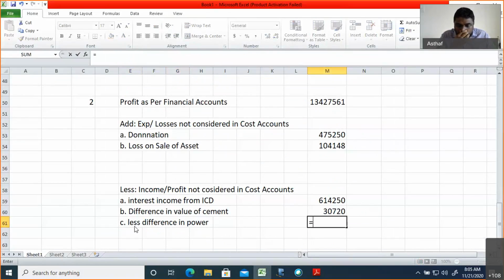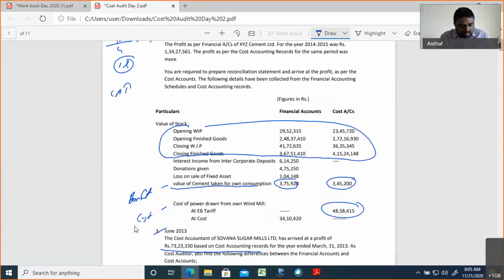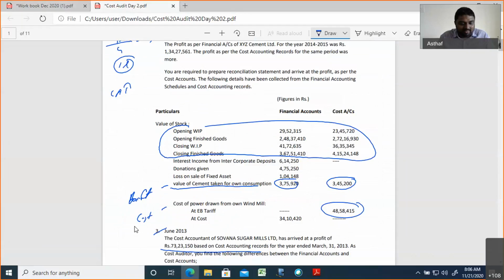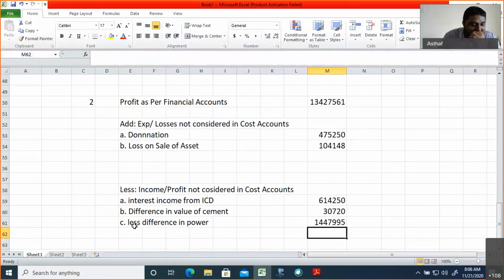What is the amount? Some of the friends are very fast. They are giving the answer itself. 48,58,415 minus 34,10,420. You got the number. Now, the main item. For that purpose only I did this, because it is a very, very standard question.